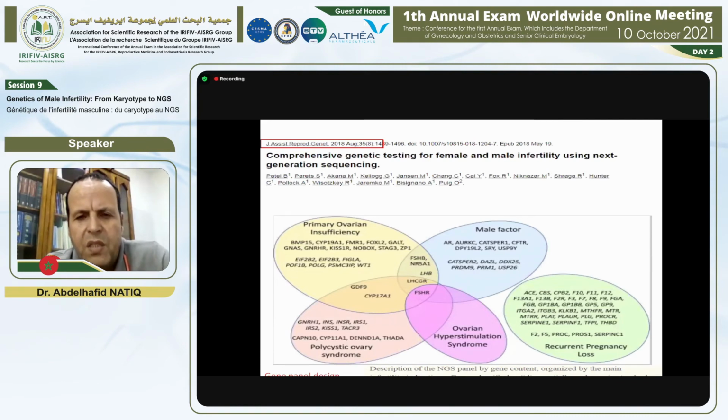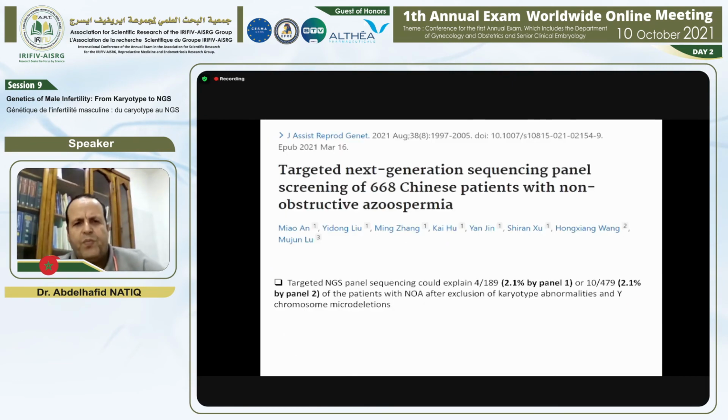Another center of genetics chose to explore male infertility with a gene panel regarding clinical manifestation and biological manifestation also. But there are panels for male infertility, recurrent pregnancy loss, and ovarian hyperstimulation syndrome. A nice paper published by a Chinese group reports that a targeted NGS panel sequence could explain only a little more than 2% by panel 1, 15 genes, and 2% by panel 2, 12 genes, of the patients with non-obstructive azoospermia after exclusion of karyotype abnormality and Y chromosome microdeletion.